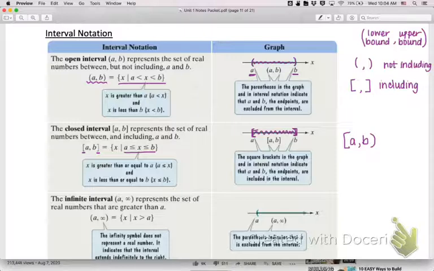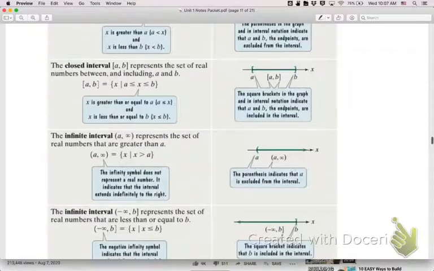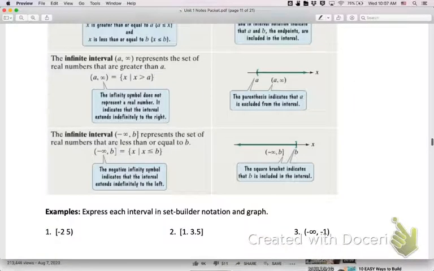Now, not all inequalities are going to be a between inequality like that. It might just be greater than or less than. And if that is the case, then that means that your upper bound is either going to be infinity or negative infinity, okay? Now, here's something that's really important.